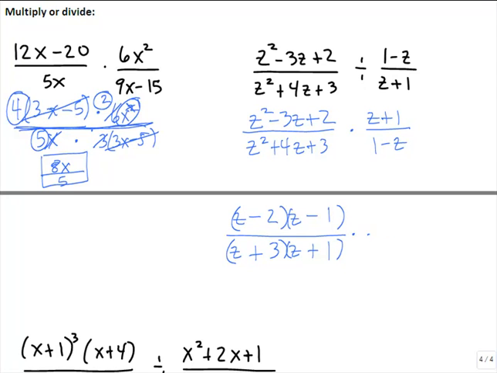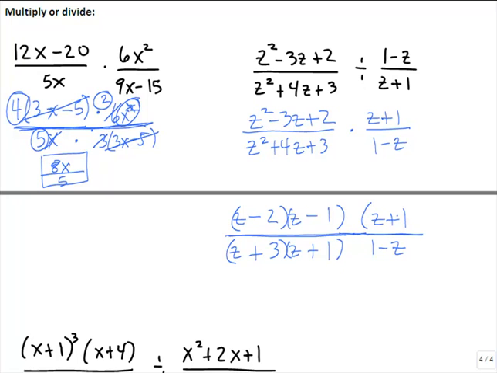If I go to my second fraction here, z plus 1 is already done. It doesn't have a GCF and it doesn't factor any further. And the bottom right also doesn't have a GCF, so it's done as well. So to finish it off, again, think of this as just one big fraction bar. So if I see anything on the top that cancels with anything on the bottom, I can cross it off.